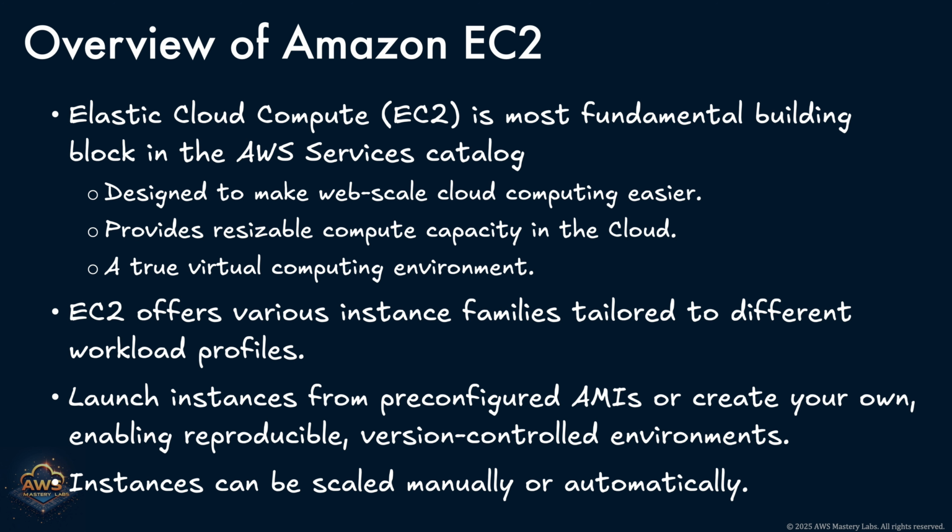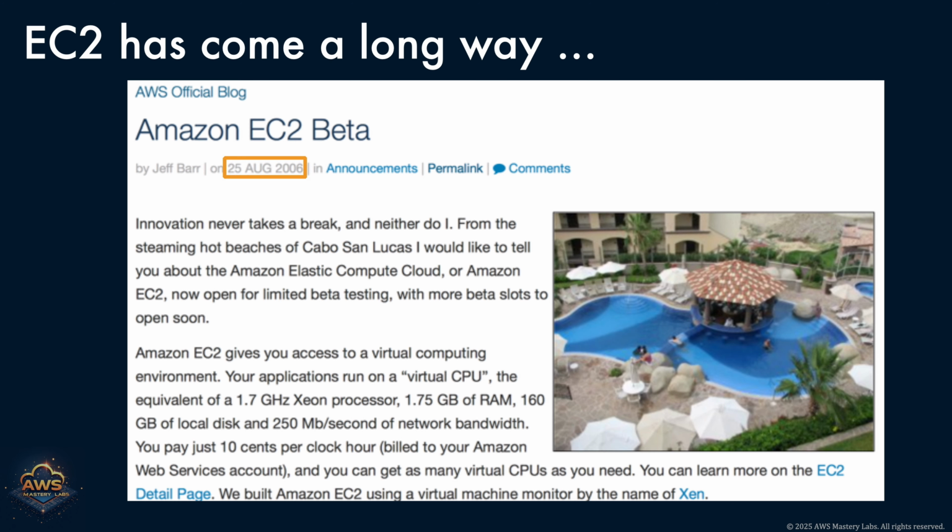Here is a screenshot of the official blog post from Jeff Barr, the chief evangelist at AWS, marking the historic beta launch of Amazon EC2, Elastic Compute Cloud. This was a pivotal moment in the evolution of cloud computing, as EC2 introduced the revolutionary idea of on-demand, scalable virtual servers in the cloud.